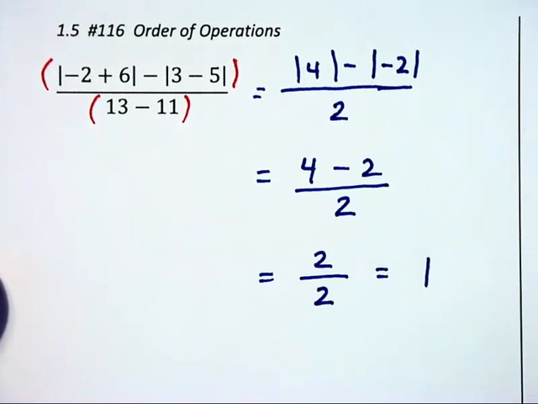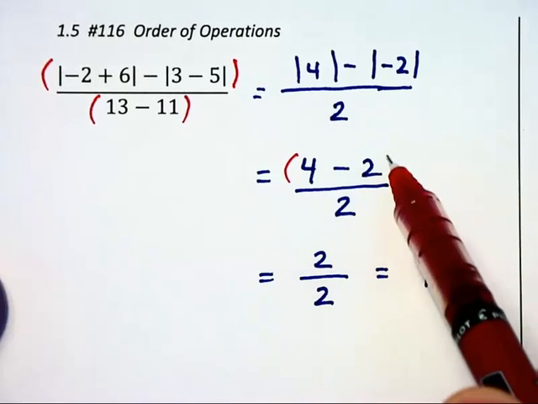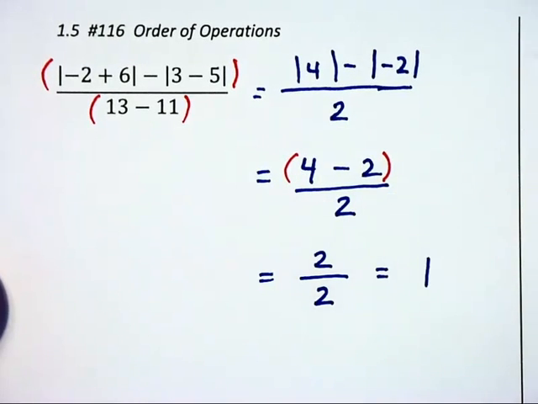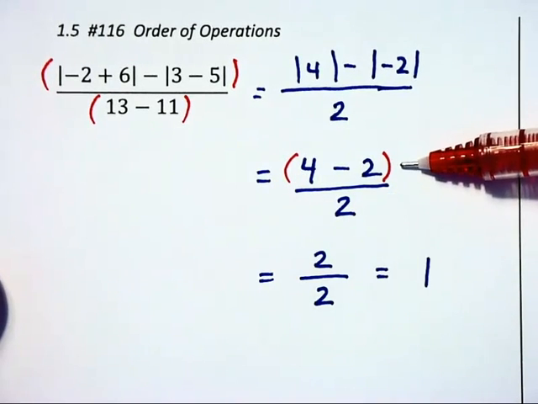Note that along the way I did not write parentheses up there around that 4 minus 2. It was understood that I was going to simplify the numerator first before I divided.